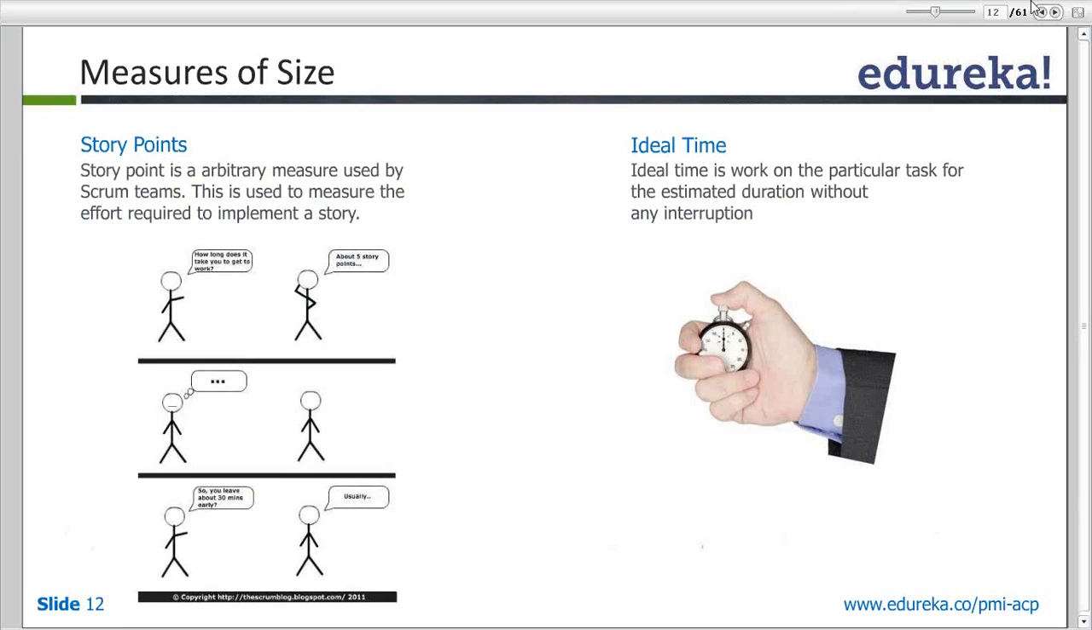So let's understand what a story point is. A story point is nothing but an arbitrary measure used by a Scrum team. It is used to measure the effort required to implement that story. Clear? Any doubts on this?